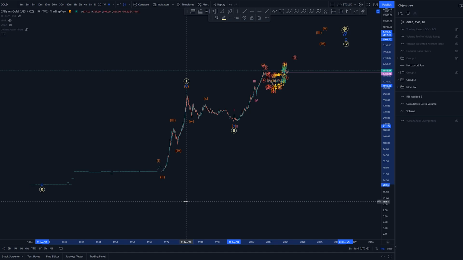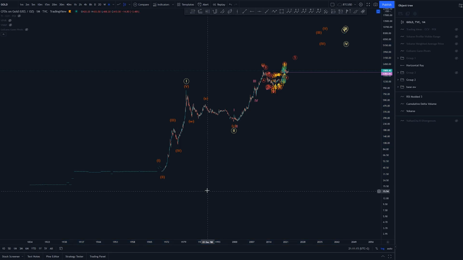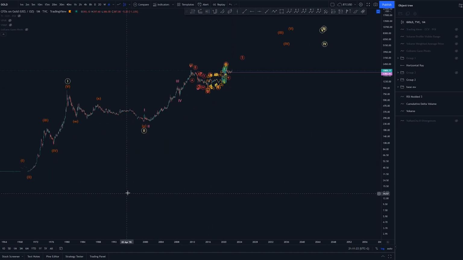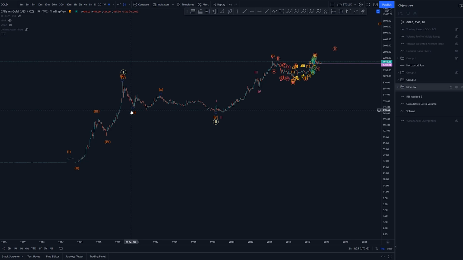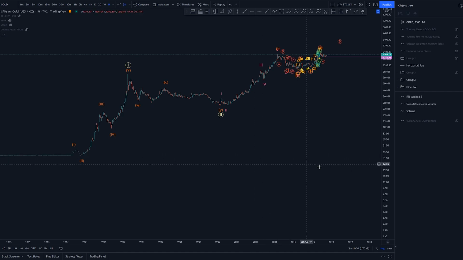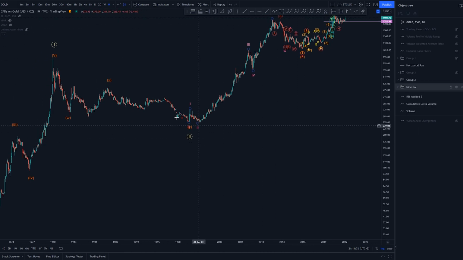This here in the 80s is the Grand Supercycle 1 ending. Then for the next 20 years we corrected down with ABC into W, ABC into X, and ABC again. That might actually be another WXY into Y of Grand Supercycle, into this Supercycle Y of the Grand Supercycle 2.